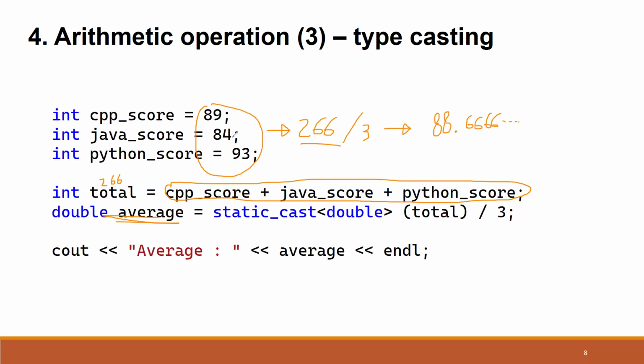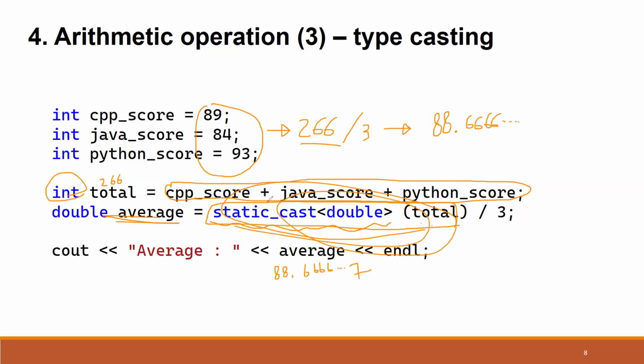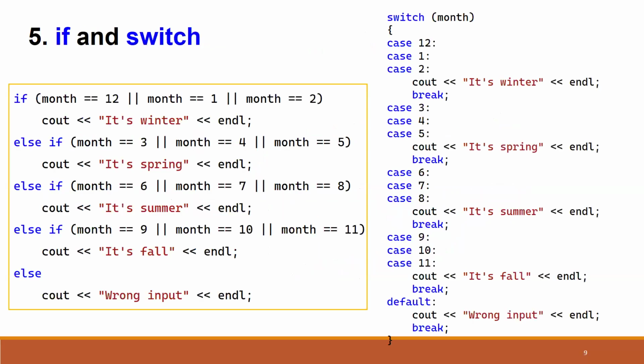88, this one. If you have this one, then it means change total. Change the data type of total into double. Do you understand? Total is an integer, but only at this moment, treat total as double data. So you will get 88.6666, it goes forever, so you will get 7 at the end. Remember this one, memorize it, you use this a lot. So this is a change in the data type.